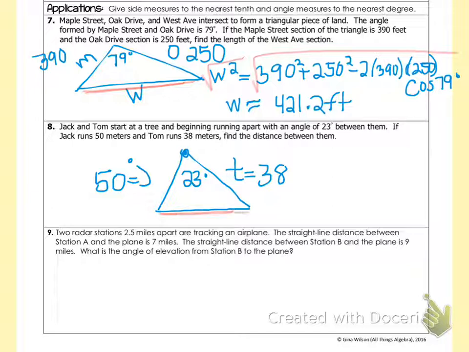They want to know this length right here. So this is another law of cosines to find a side. I'm actually going to try this one going straight to my calculator. I'm just going to do the square root of 50 squared plus 38 squared minus 2 times 50 times 38 times the cosine of 23. I put it all in my calculator at once, and I got approximately 21.1 meters. So they're 21.1 meters apart.